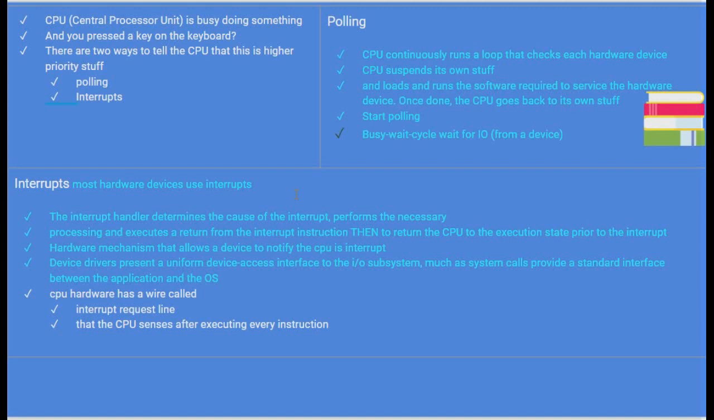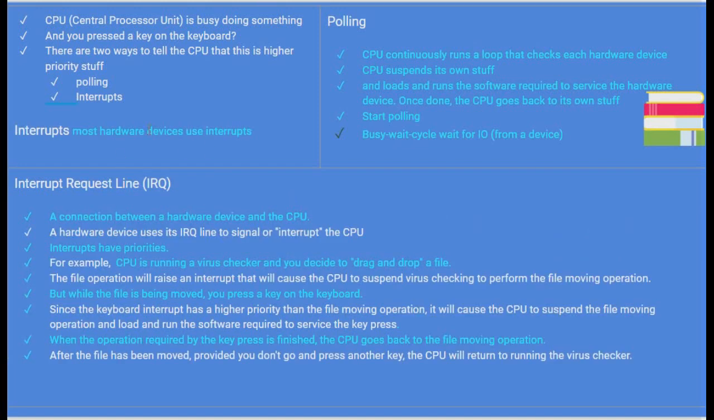One more point regarding the device driver is that it presents a uniform device access interface to the IO subsystem. For example, it can make system calls to provide a standard interface between the application and the operating system. The CPU has hardware with wires, which we call the interrupt request line, that the CPU can sense after executing every instruction.